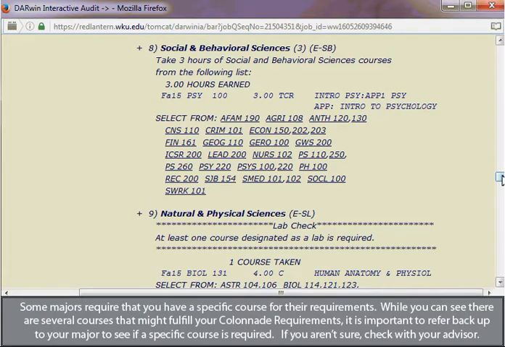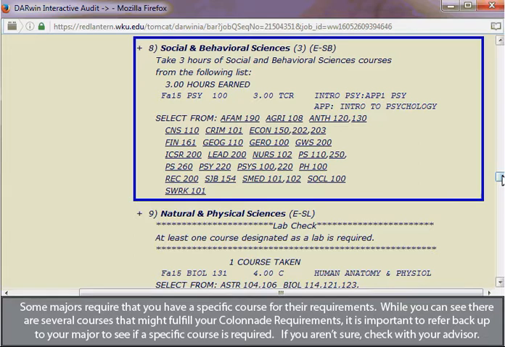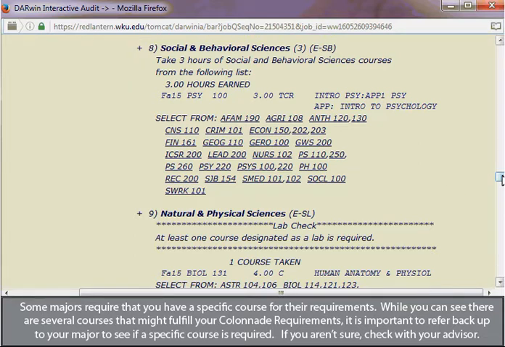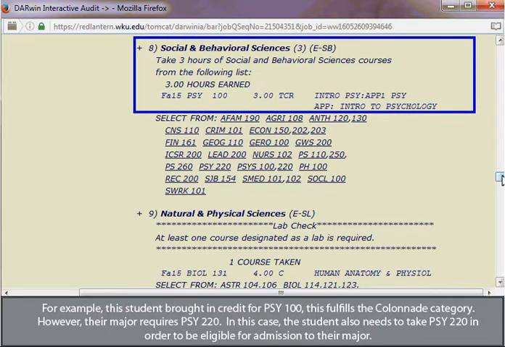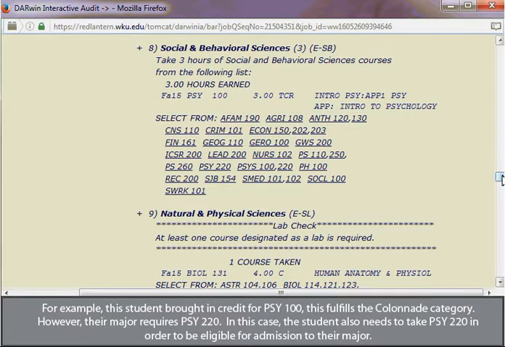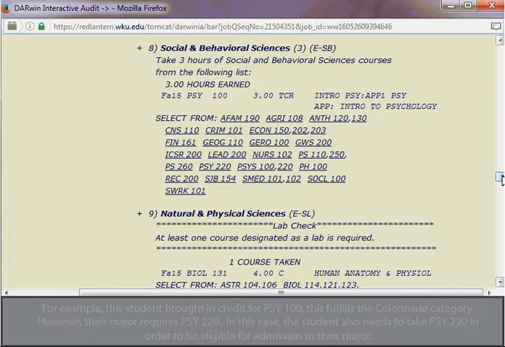Some majors require that you have a specific course for their requirements. While you can see there are several courses that might fulfill your Colonnade requirements, it is important to refer back up to your major to see if a specific course is required. If you aren't sure, check with your advisor. For example, this student brought in credit for Psychology 100. This fulfills the Colonnade category. However, their major requires Psychology 220. In this case, the student also needs to take Psychology 220 in order to be eligible for admission to their major.